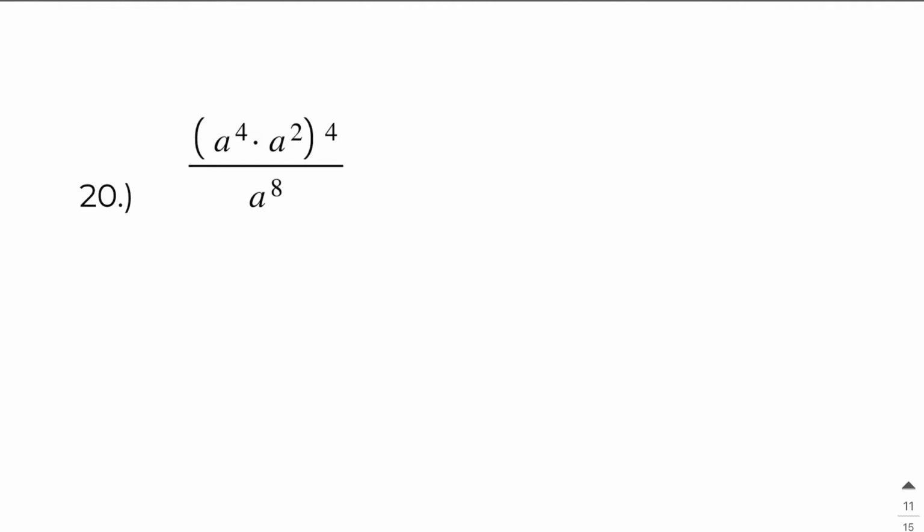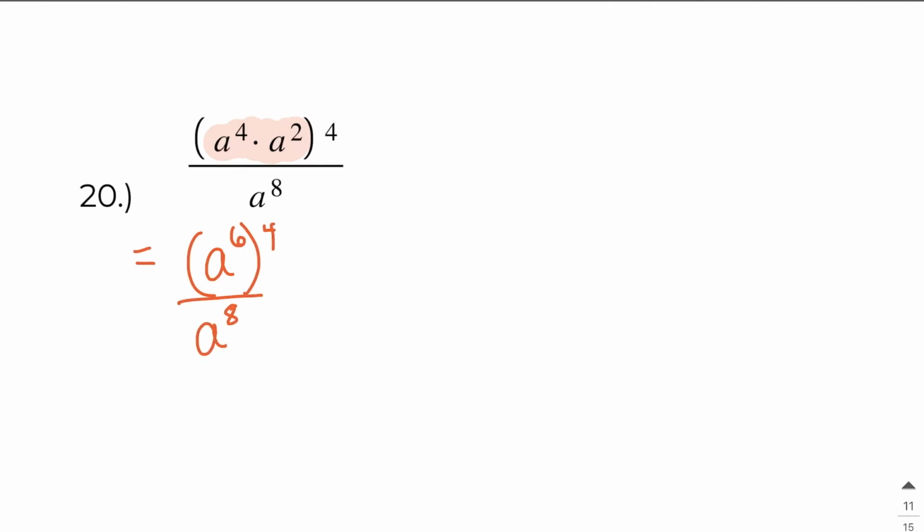All right, this one's a little trickier because we have a power to a power. But if you look inside of these brackets here, that a to the power of 4 times a to the power of 2 can get simplified a bit more. So here I get a to the power of 6 because when we multiply, we add our exponents. So right here, I've got a to the power of 6 raised to the power of 4 all over a to the power of 8.